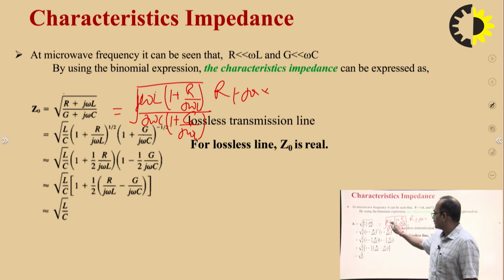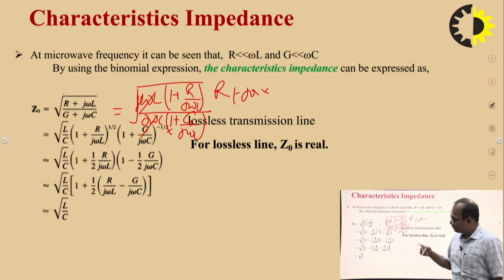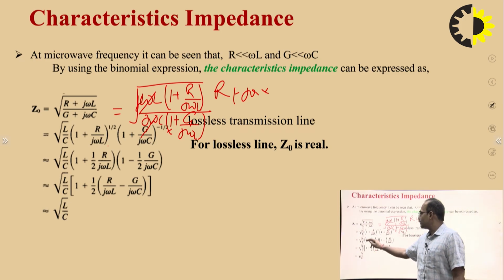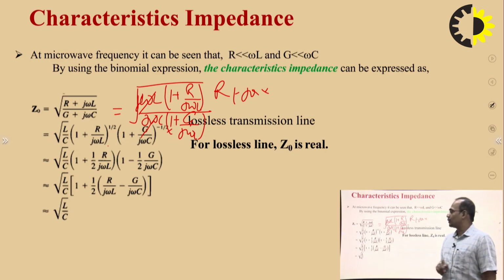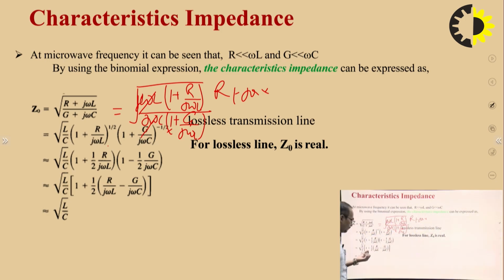After solving this you will get square root of L by C, (1 plus R by j omega L) to the power half, (1 plus G by j omega C) to the power minus half. Now you will expand this: square root of L by C, 1 plus 1 by 2 R by j omega L minus 1 by 2 G by j omega C. Since R is less than omega L, we can ignore this.